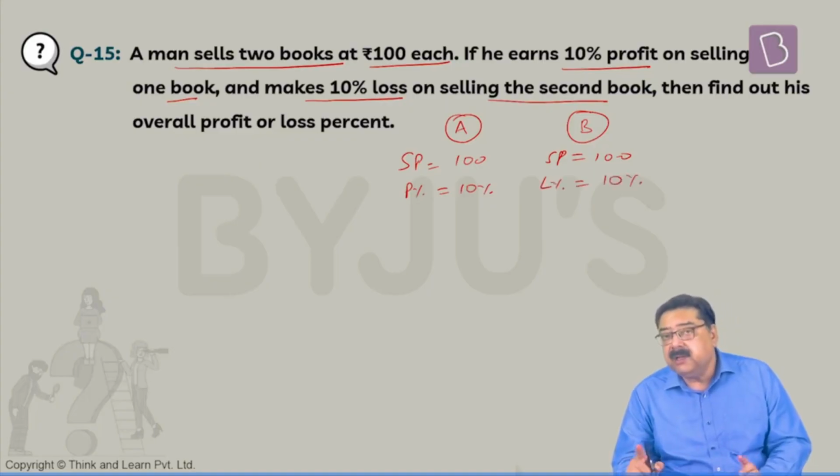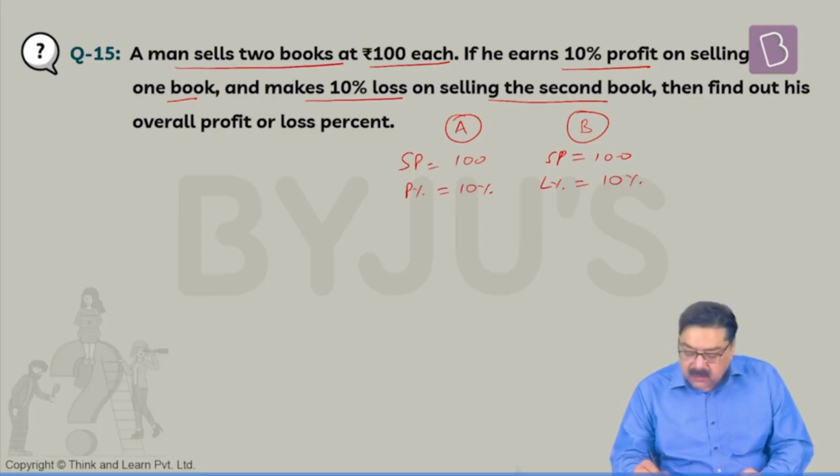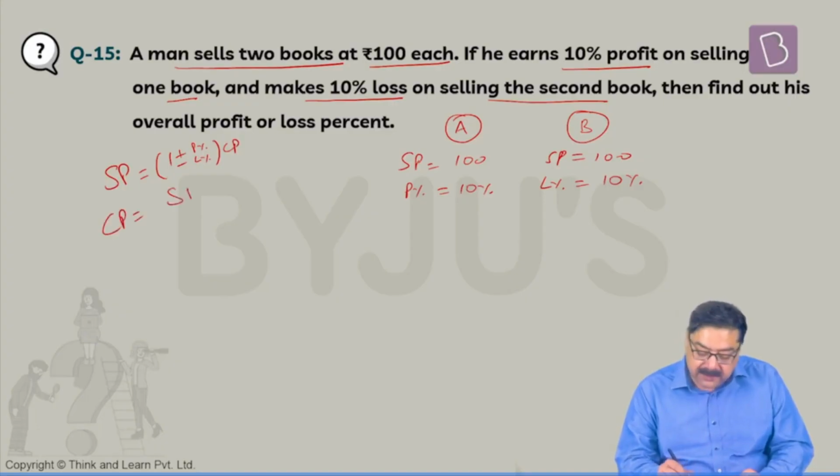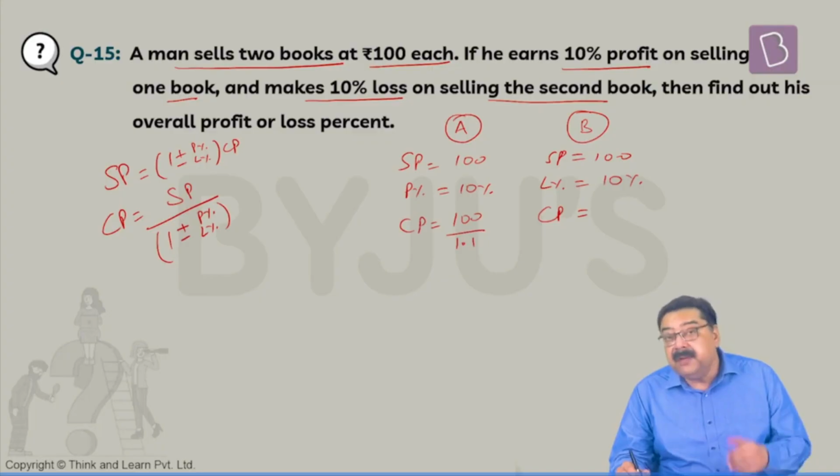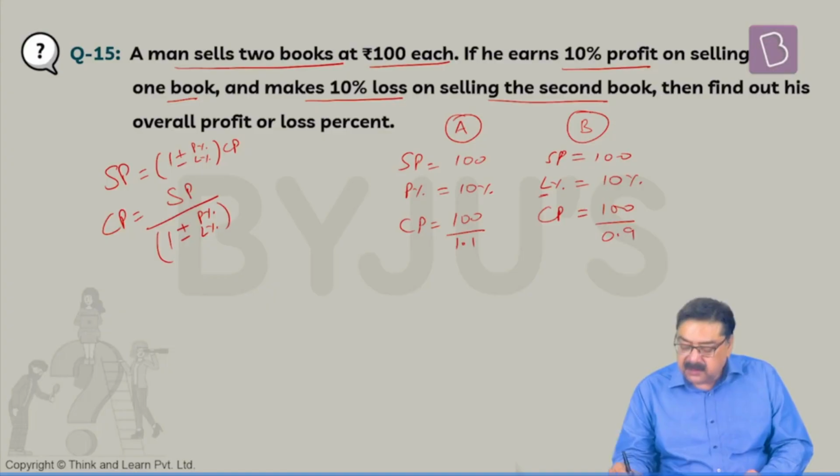Mind you, please remember, profit and loss percentage is always calculated over cost price. So we know that selling price is equal to 1 plus minus profit percent or loss percent into cost price. So cost price here will be equal to selling price divided by 1 plus minus profit percent or loss percent. So cost price in this case shall be 100 by 1.1 and cost price in this case will be different. It will be 100 by 0.9 because loss is being made here. So this is 1 minus 0.10.